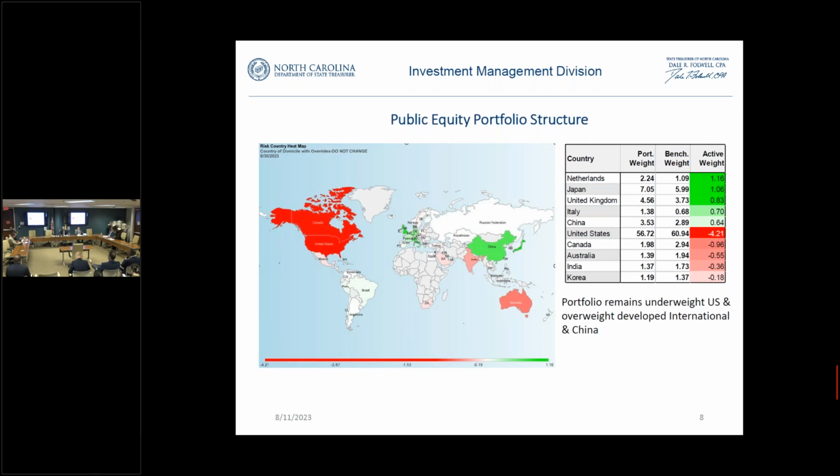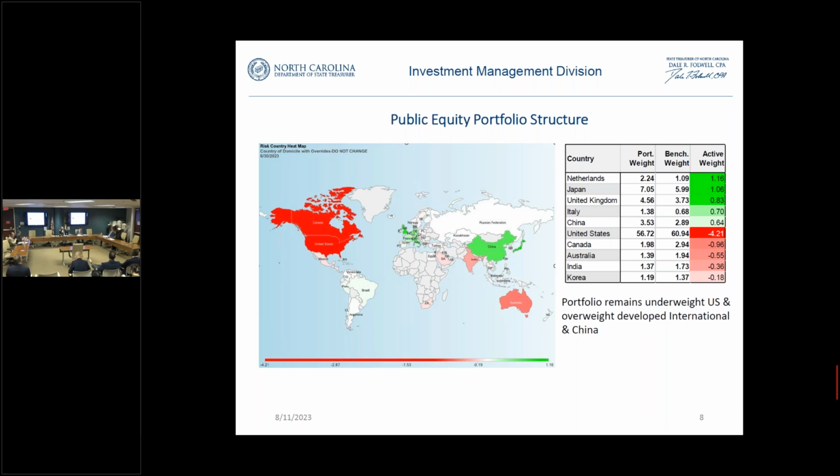This is just a point in time snapshot reflected as of June 30 of what our portfolio geographic exposures look like. We are underweight the US and overweight Netherlands, Japan, UK, Italy, and China. But please keep in mind that these exposures are merely reflecting a fallout of our aggregate manager selection. These are not targeted weightings. We just monitor what these allocations are across our total portfolio, but it is a fallout of manager selection.